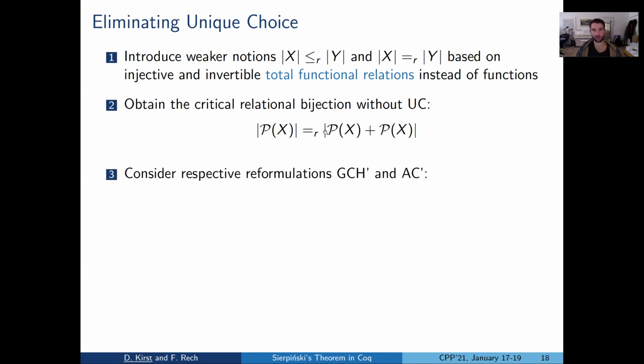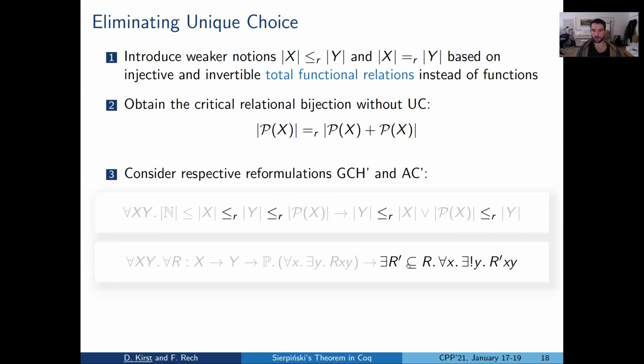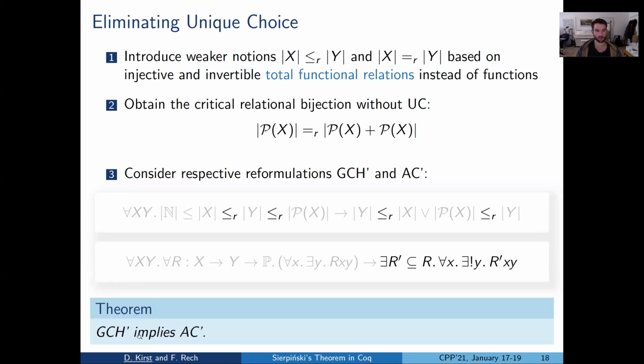And since we now can prove this lemma, we can look at Sierpinski's theorem. For this, we will have to reformulate the statement a bit. So GCH will now have the weaker comparisons, the ones based on just relations. And the axiom of choice will not state the existence of a function, but just the existence of a subrelation. So this is again a weaker form. And then Sierpinski's theorem in this formulation can be proven without appealing to unique choice.